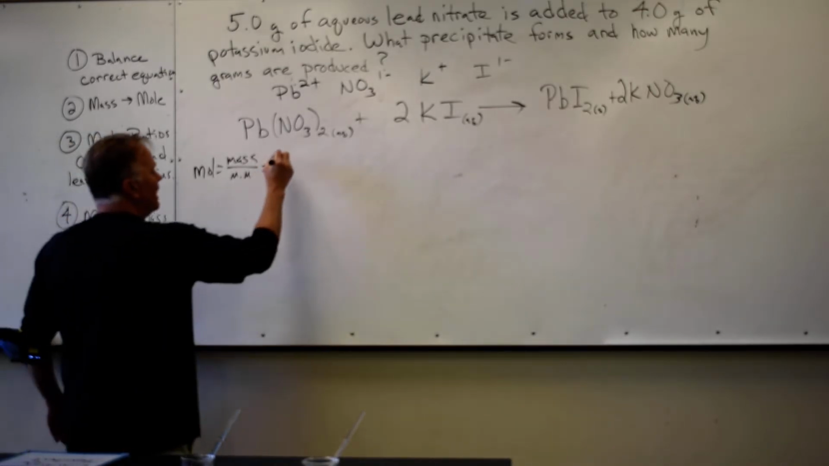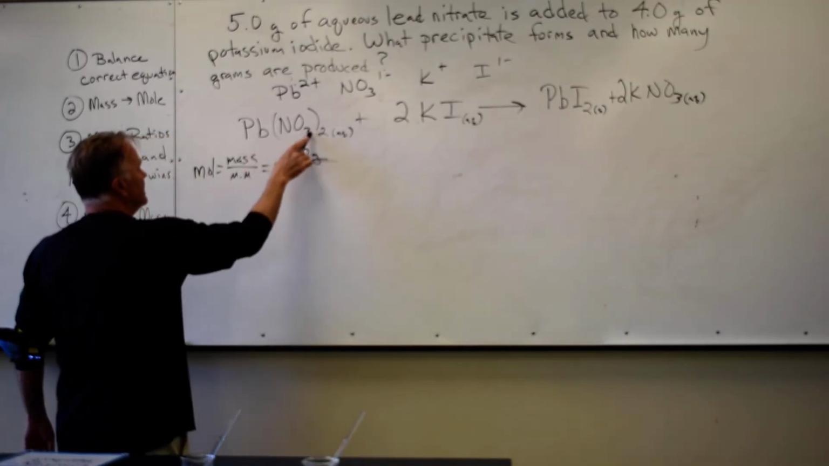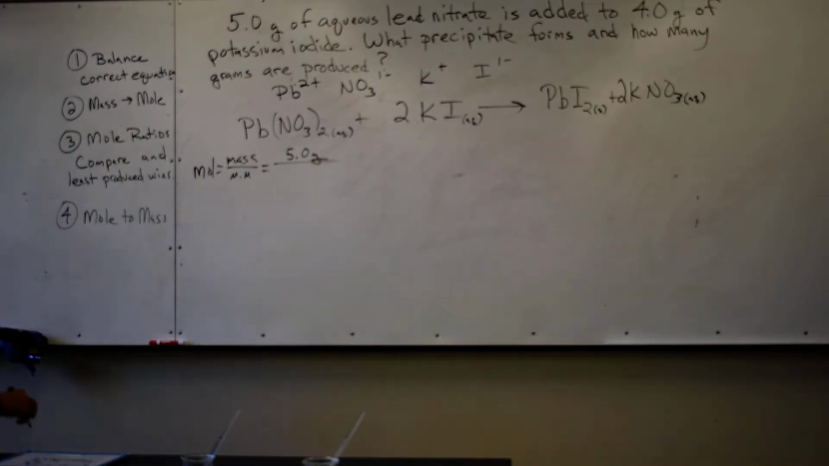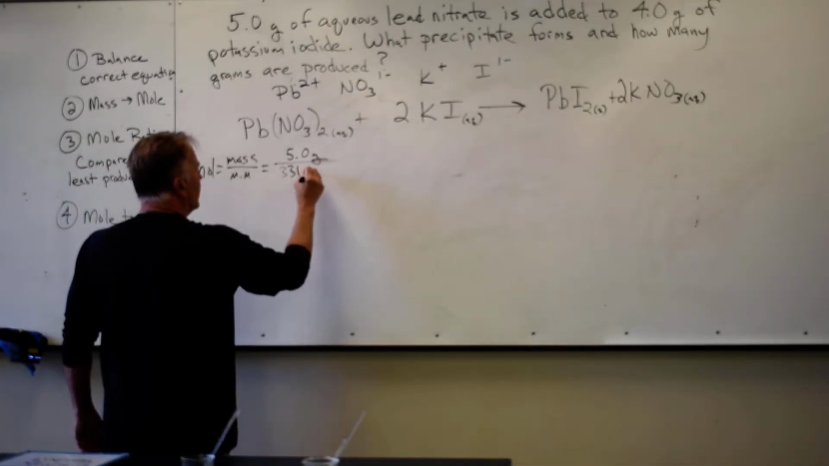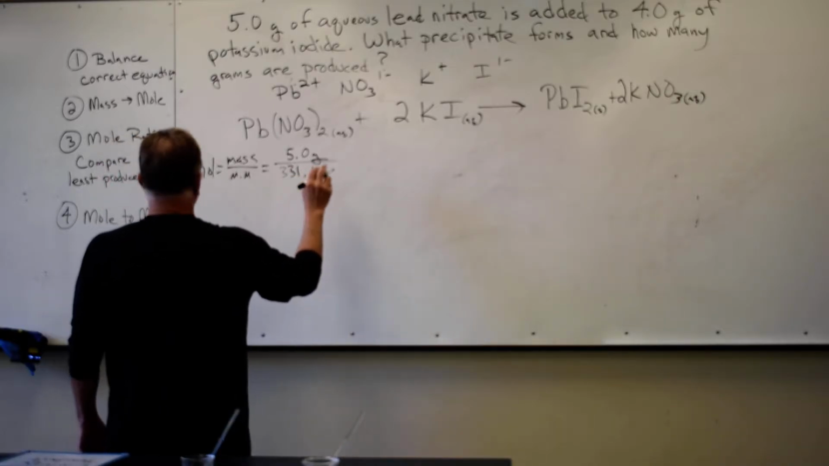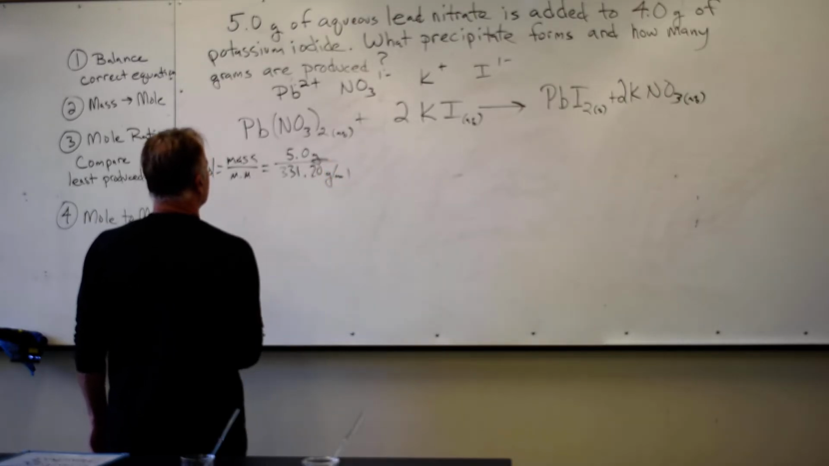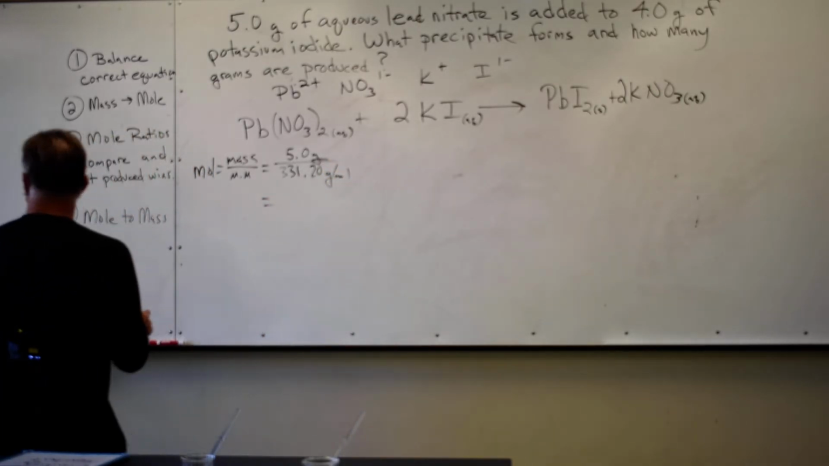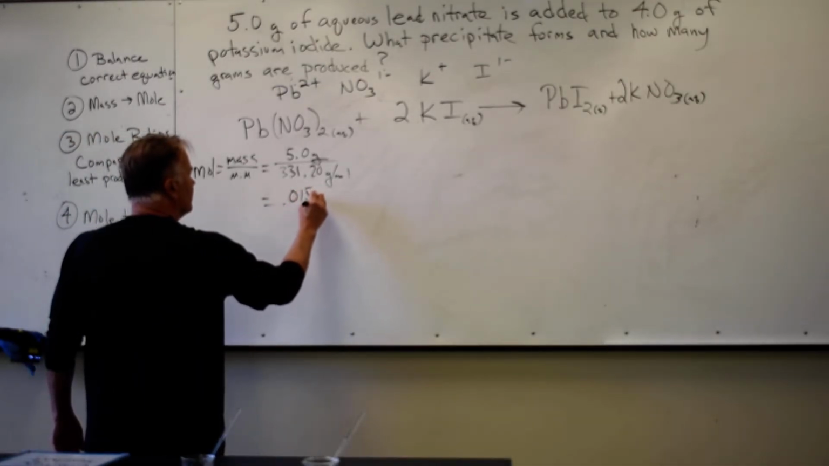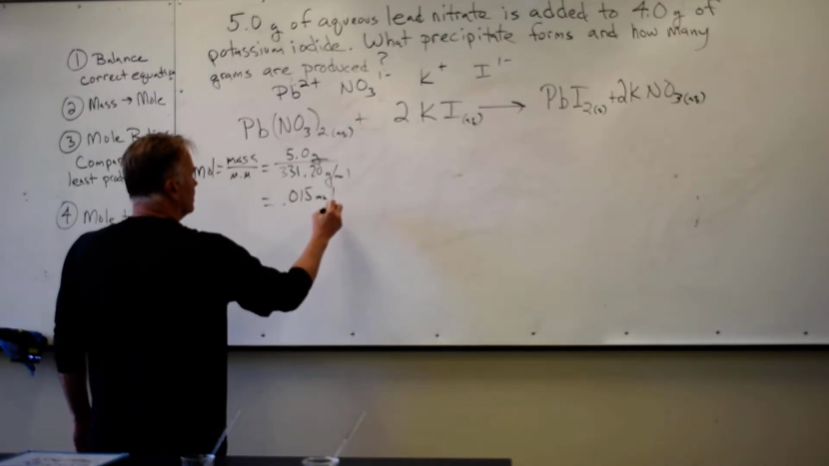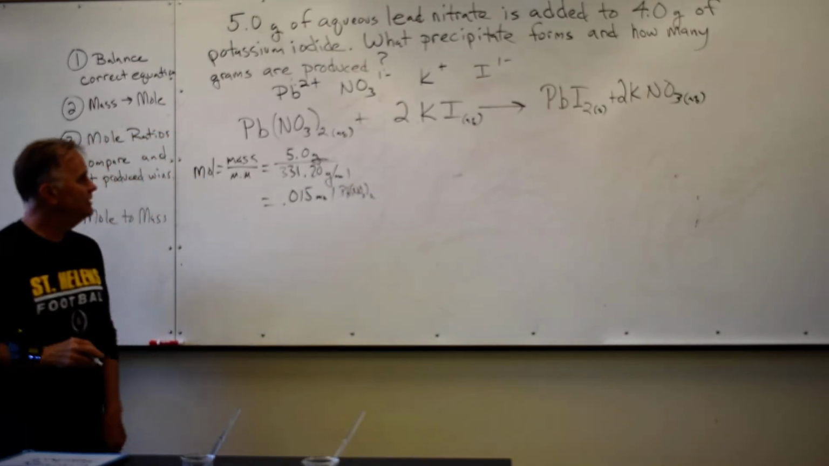All right, so you got 5.0 grams. You figure out the molar mass of lead nitrate. It's going to be quite large. When you work it out, it comes out to be 331.20 grams per mole. Okay, so if you do the math on that, 5 divided by 331.2, it comes out to be 0.015 moles of Pb(NO3)2. I'll make that kind of small so I'm going to leave room.